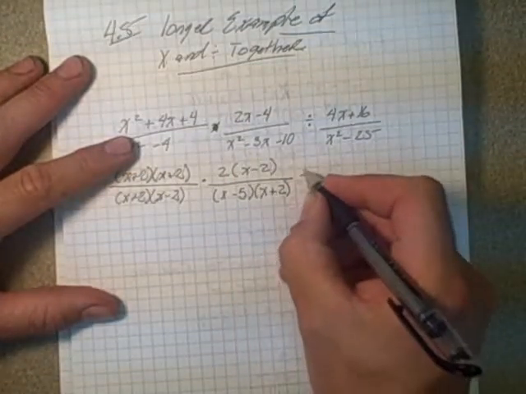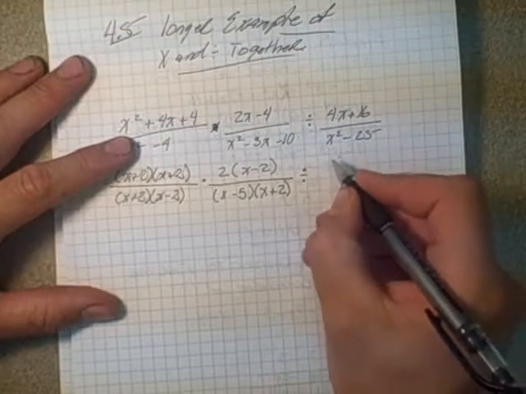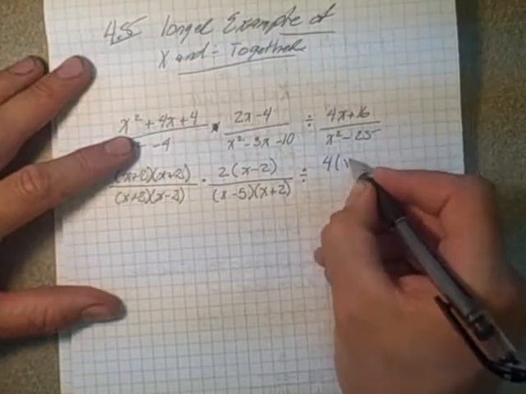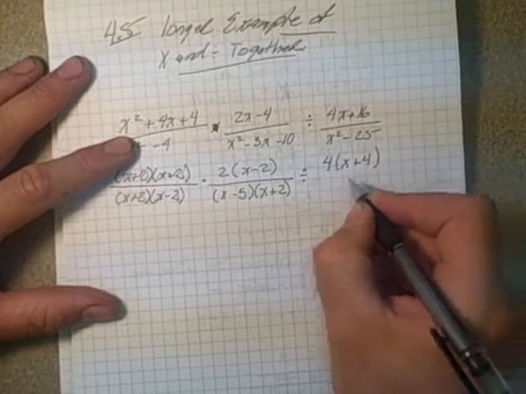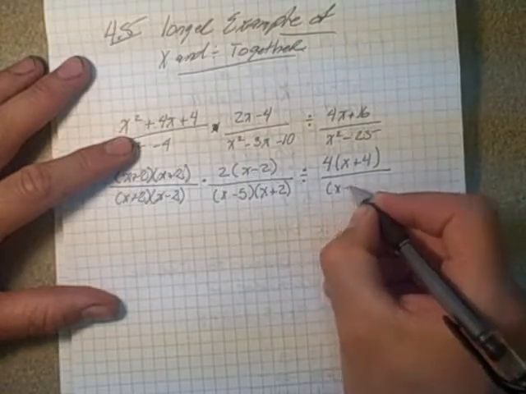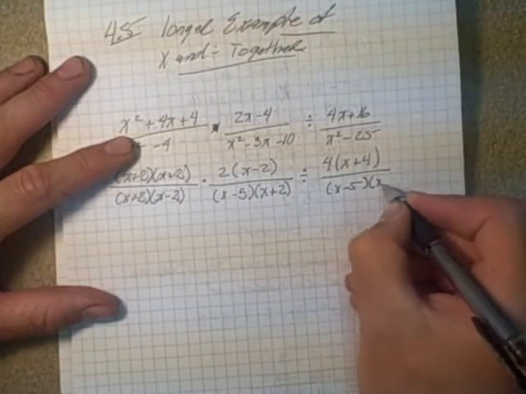And then dividing, I'm not going to flip it over yet, and take a common factor of 4 out to get x plus 4. And here we have a difference of squares, x minus 5, x plus 5.